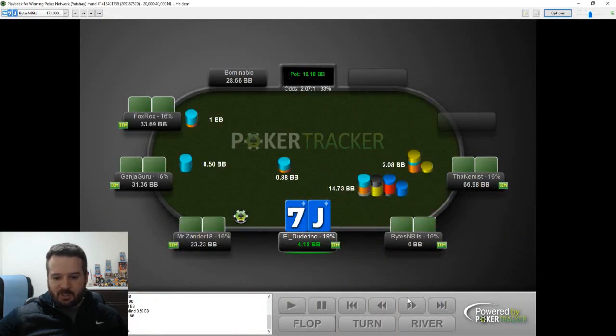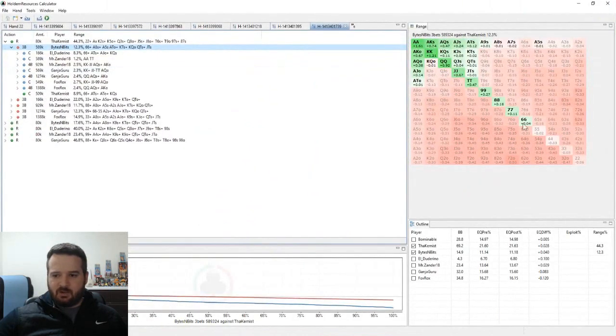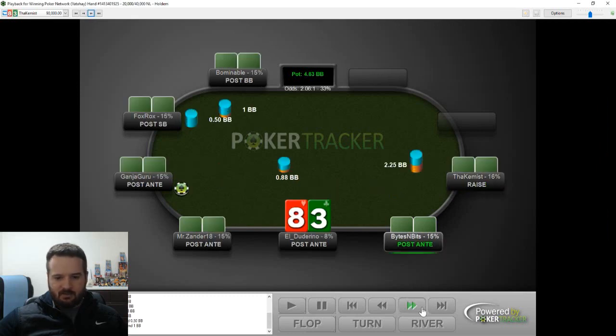Hopefully you guys got something out of that spot. And then the other thing, I guess we don't get to see their ranges here. But his range to shove, which I didn't put up here, if you guys did that one, ends up looking like this. Should be pretty darn tight. Okay. Next hand.